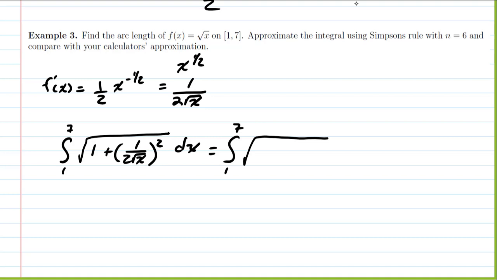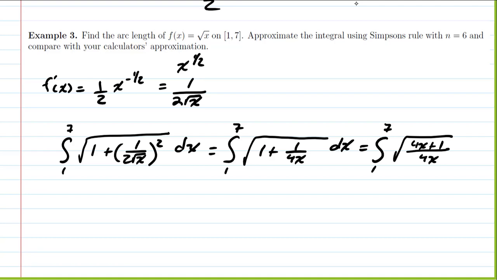And 1 over 2 square roots of x is going to be 1 over 4x. So we get 1 plus 1 over 4x dx, which is then the integral from 1 to 7. Getting our common denominator, we would have 4x plus 1 all over 4x. So it turns out that you can force an antiderivative out of this. It does have one. It is even worse than what we just did. That's why we're using Simpson's Rule.